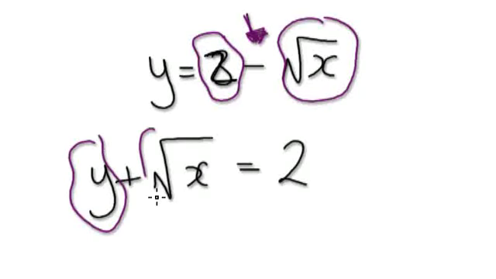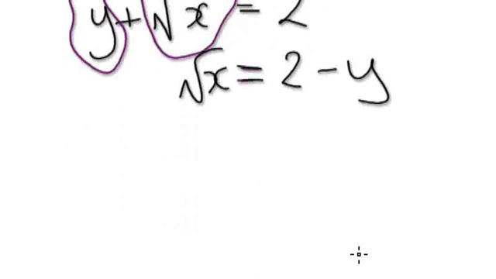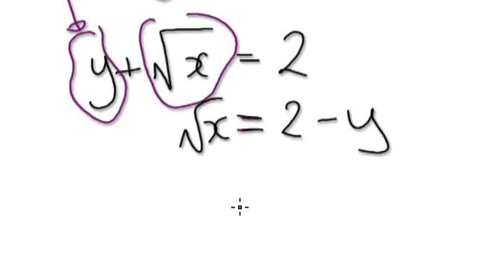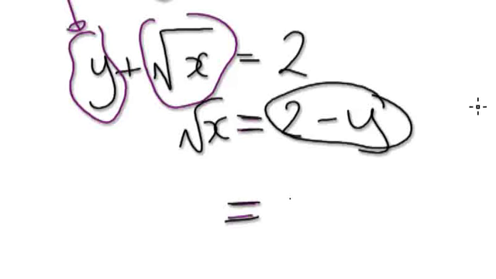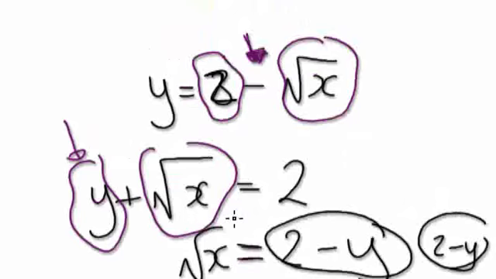Now you can get rid of the y. So in this case, it would be root x equals 2 minus y. And then you can square both sides. Remember, if you're squaring both sides, it means this thing times by itself. So it's like this: (2 minus y) squared. So be careful with the minus sign.